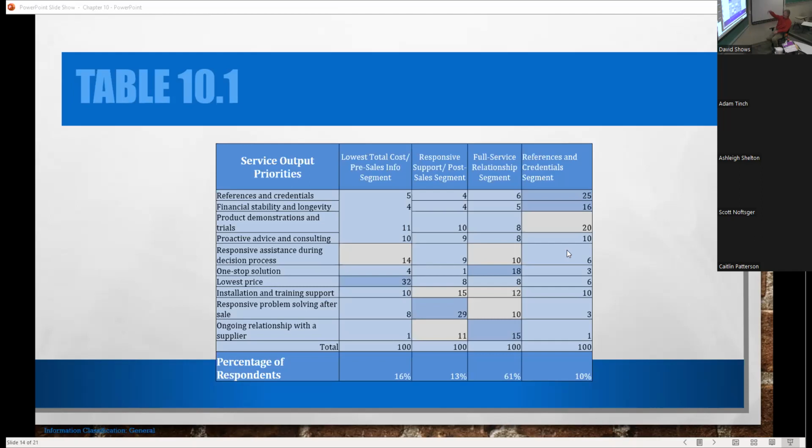So full service relationship, they want to be able to do everything, and then one that doesn't care at all, which references credentials. So kind of an interesting thing, gives you an idea of how it all balances out. So that's how marketing segmentation works. And it works not with what we sell, but how we sell it.